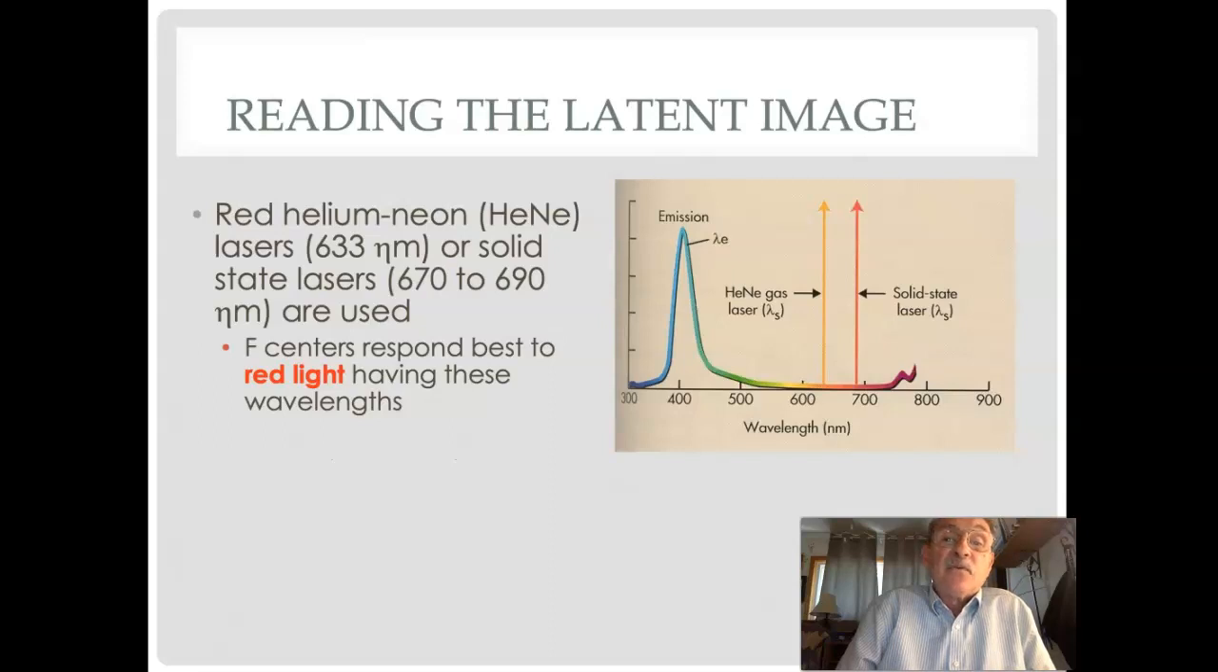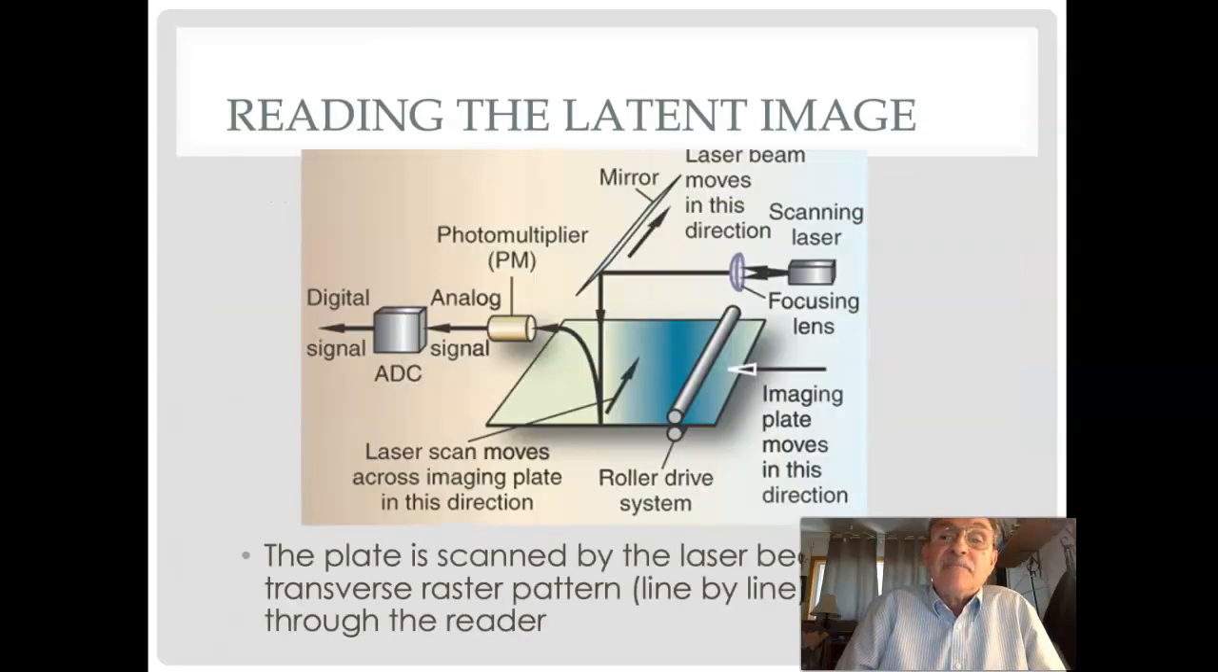The red helium neon laser at about 633 nanometers, or solid state lasers at 670 to 690 nanometers are used. And remember the F centers? Well, these F centers respond best to red light having these wavelengths. So what's important here is that the laser itself is red. It is a red laser light. All right, moving on.